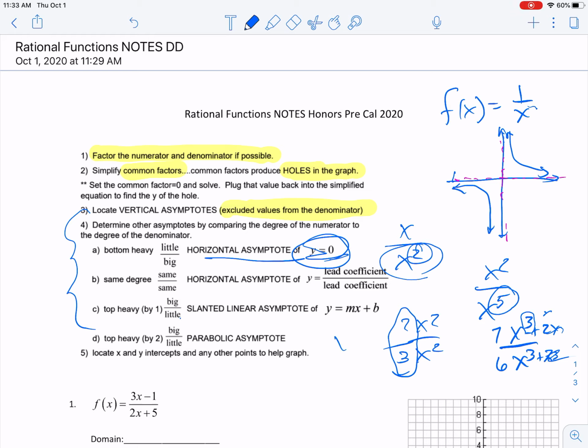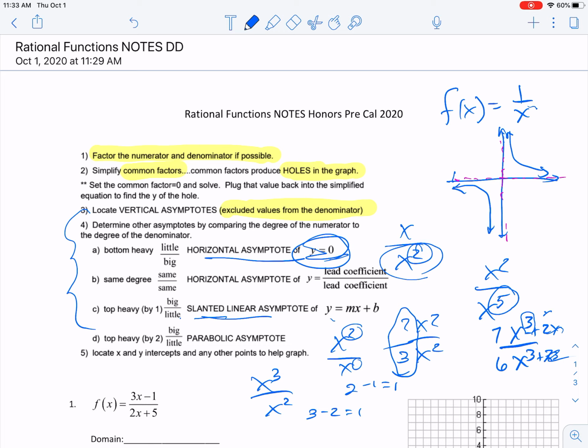If it's top heavy, you have x squared over x, you're going to have a slant, as long as the difference between here and here is 1. 2 minus 1 is 1. Or I have an x cubed over an x squared. 3 minus 2 is 1. You're going to have a slant. And you divide the bottom into the top, and it gives you the equation for the line.